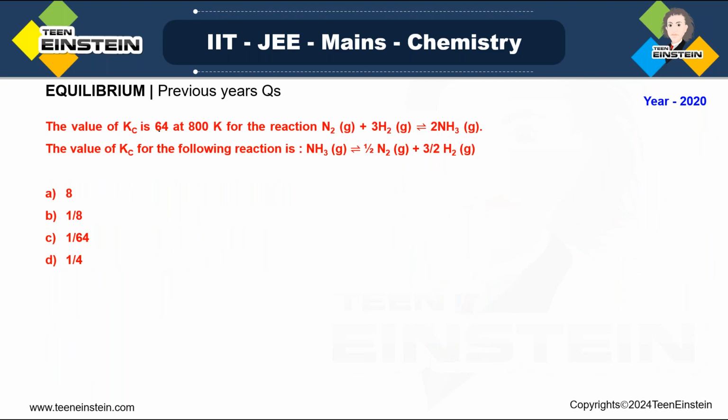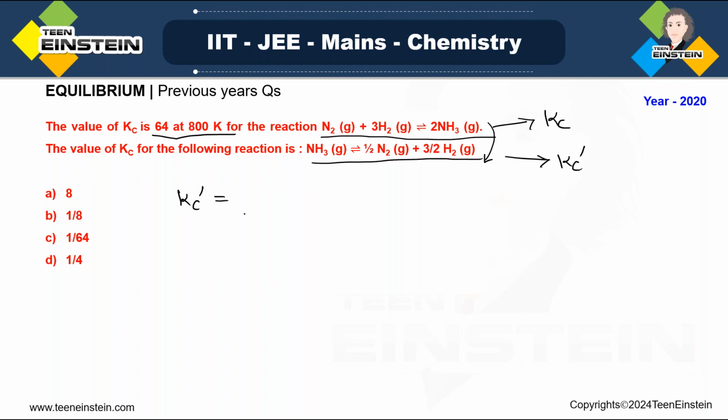The value of Kc is 64 at 800 Kelvin for the reaction in which hydrogen and nitrogen together produce ammonia. The value of Kc for the following reaction is somehow related to the first equation, but how is it related? If you can find out the relationship, the rest of the things are not very difficult. So for the first reaction, suppose it is Kc, and for the second one, suppose it is Kc prime. I have not used the same expression, so that you can differentiate. So the relationship between Kc prime and Kc, that we have to find.